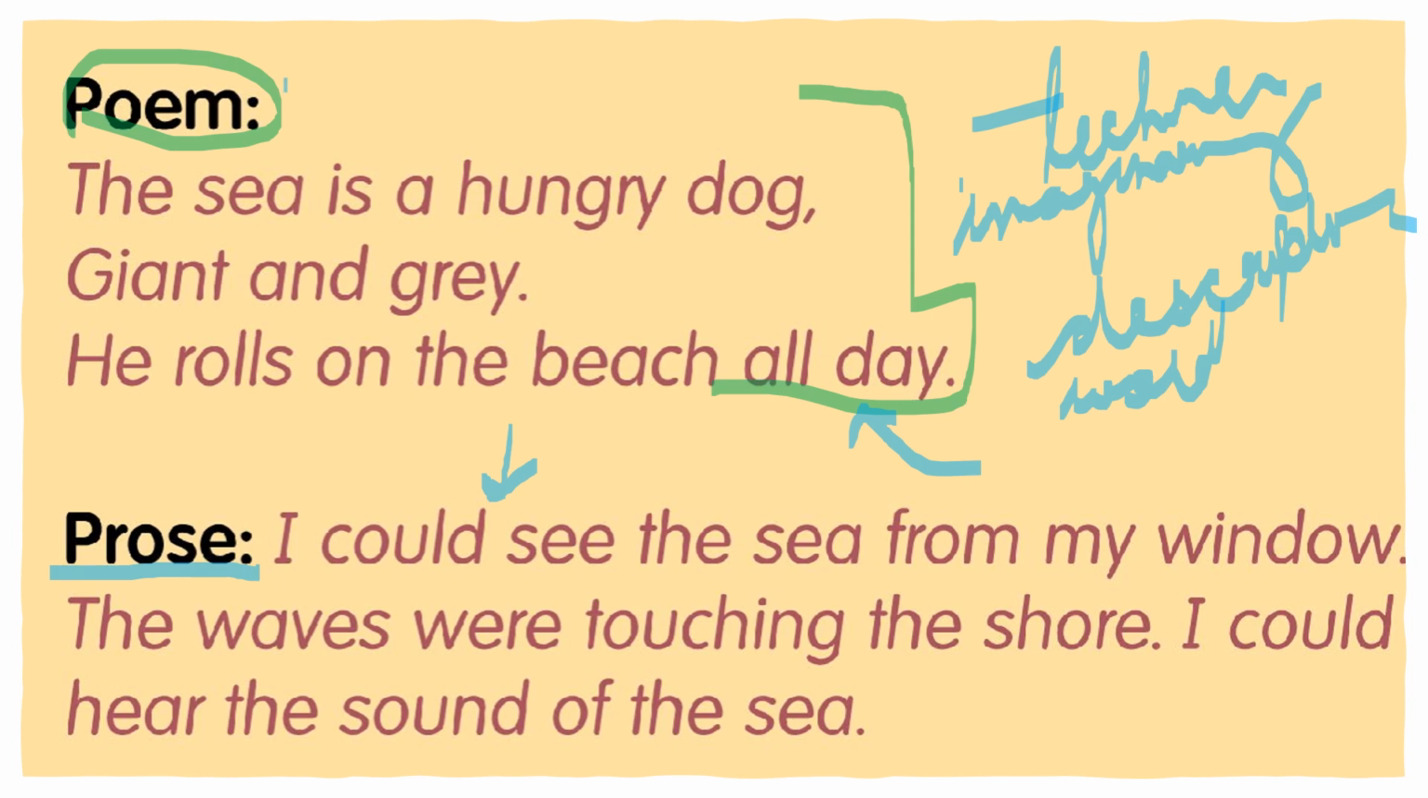When we use imaginary things, when we use descriptive ways or a literary technique, the poem is created. But when we are just straight away writing the sentences without using any technique into it, it becomes a prose. Okay.